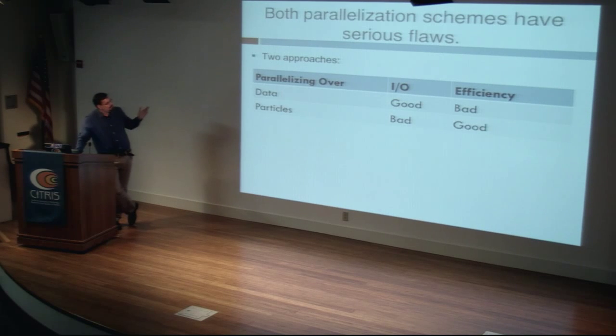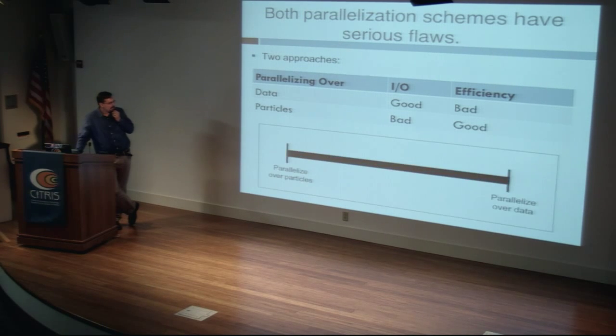So 2 approaches. Parallelizing over data is good at I/O, has bad efficiency. Parallelizing over particles has bad I/O, but good efficiency. And this was the state of the world until about 3 years ago. And then David Pugmire came along, and there was a group of us that worked with him. I was one of them, who I think actually more properly saw this as a spectrum, where parallelization over particles was at one extreme and parallelization over data was at another extreme, and there was an opportunity to have hybrid algorithms in between. And so let me really quickly describe David's hybrid algorithm.